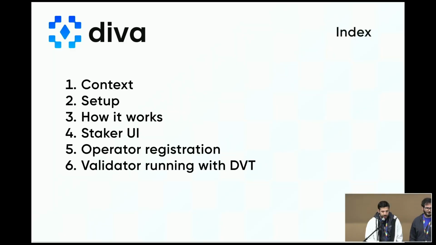We are going to see first the content: what problem Diva solves, the setup, how it looks, how it works, Diva overall. And then we will see the product itself, first the staker UI, and then the operator part, which we will split in two parts. First, the registration of the operator, and second, having a distributed validator running.